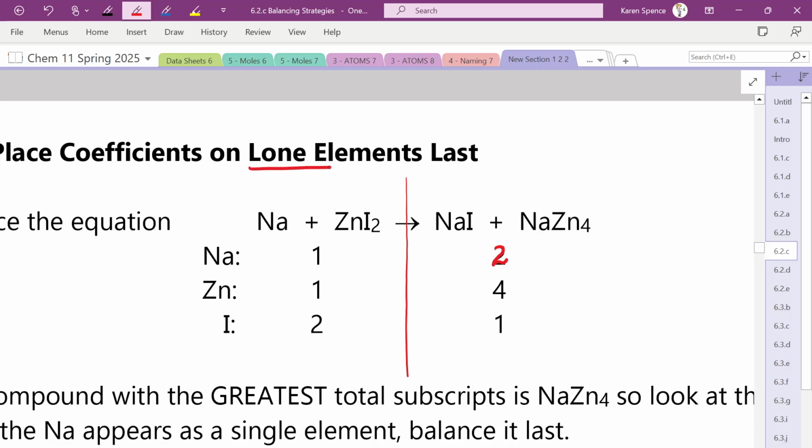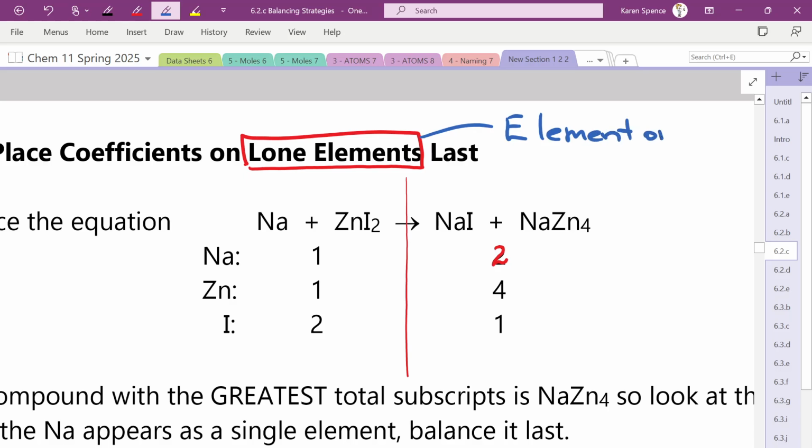Do we have any lone elements here? Who is our lone element? A lone element is an element on its own. In that reaction, who is the lone element? Sodium, there's our lone element. So we're going to leave that one to last. We're going to do everybody else first and worry about that last. So don't worry about trying to balance sodium. It will sort itself out. Let's maybe start with zinc. You could start with iodine, but I'm going to start with zinc.